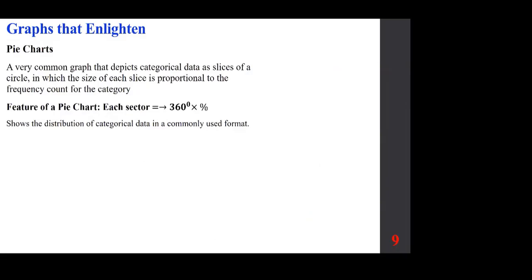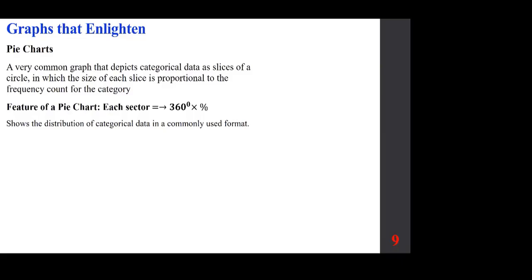The good old pie chart, everybody knows what that is. We've been dealing with that from, I think, elementary school. I hope everybody is comfortable with that. It's a very common graph that gives us categorical data as slices of a circle in which the size of each slice is proportional to the frequency count for the category. So how do we come up with this slice? It is 360 degrees times the percentage that you need to come up with. That gives you the angle that you need for the wedge.